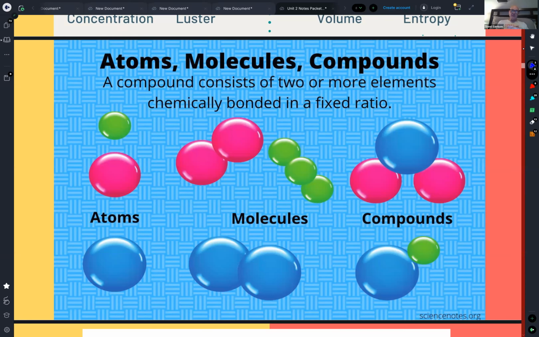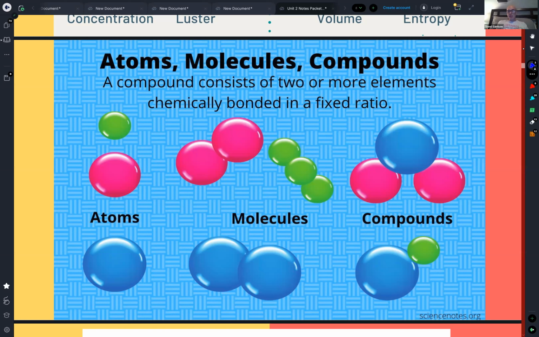Atoms are over on the left. They are single pieces of matter that are elements on the periodic table. We have 118 of them known. They can exist by themselves. In fact, if they do exist by themselves, they're called monatomic, meaning mono, only has one atom.